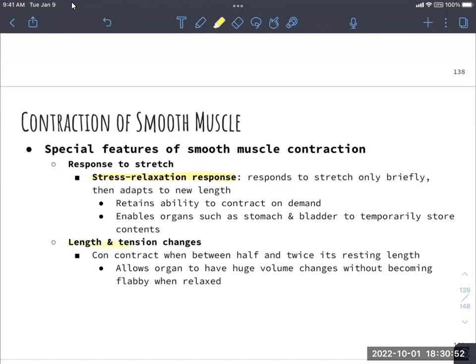Length and tension changes. They can contract between half and twice their resting length. So that allows our organs to contract, but they don't become flabby. That's the last thing we want, is our stomach to become flabby. That allows our uterus, after giving birth, to go back to its regular size, because it'll go back to its regular length.